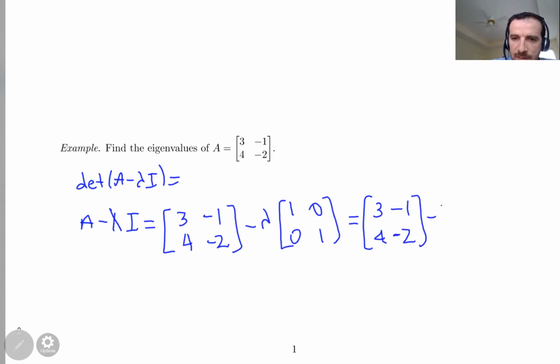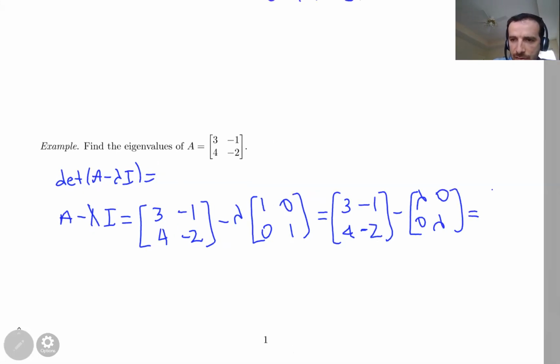Minus. Now multiply each entry in this matrix with lambda. Lambda, 0, 0, lambda. That's why this is actually equal to 3 minus lambda, 0, 3 minus lambda, minus 1 minus 0 is minus 1 again. 4 minus 0 is 4. Minus 2 times lambda, minus 2 minus lambda is minus 2 minus lambda. Okay. All right, cool.